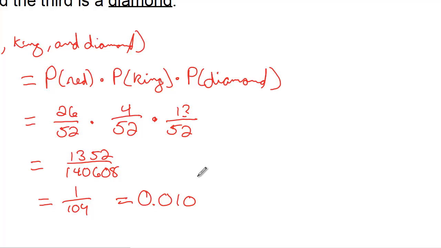So the probability where I draw 3 cards of getting a red, a king, and a diamond is going to be about 1% if I change it into percentages, but probability-wise it's 0.010, or 1 out of 104. Not a large probability there, but it can happen.